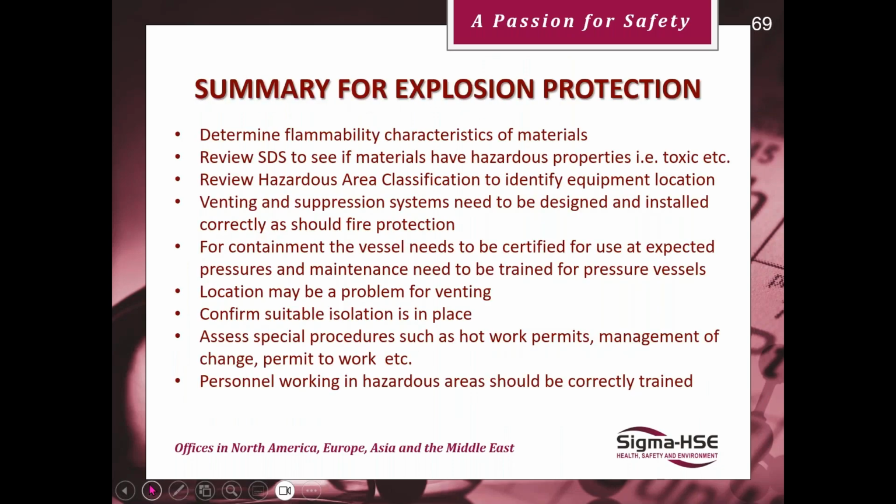So, summary for explosion protection. As before, determine the flammability characteristics of materials. Review the safety data sheets to see if you have toxic materials, etc. Review the hazardous area classification so you can identify where the equipment is to be located. Venting and suppression systems need to be designed and installed correctly, as should fire protection. For containment, the vessel needs to be certified for use at expected pressures, and maintenance people need to be trained for pressure vessels.